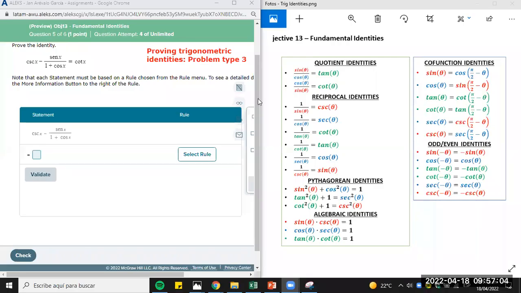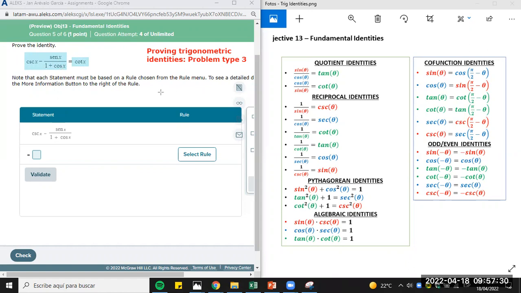Okay, let's see, what do we have in here? Problem type 3, another example. These people say that calculating the cosecant of an angle minus sine of that same angle divided by 1 plus cosine of that angle is the same thing as calculating cotangent of the angle. So let's start with the left-hand side of the equation and try to get to cotangent.